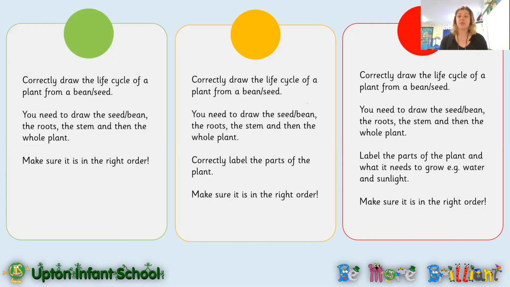For the red task, correctly draw the life cycle of a plant from a bean or a seed. You need to draw the seed or bean, the roots, the stem, and then the whole plant. Label the parts of the plant, and then say what it needs to grow. So water, sunlight, soil. You can always look back at the video to help you. But most importantly, make sure it's in the right order. And to help you, you can practice your actions again. So it starts as a seed, then it grows roots, then it grows a long stem, and then it grows leaves and petals. And then you have our lovely plant.